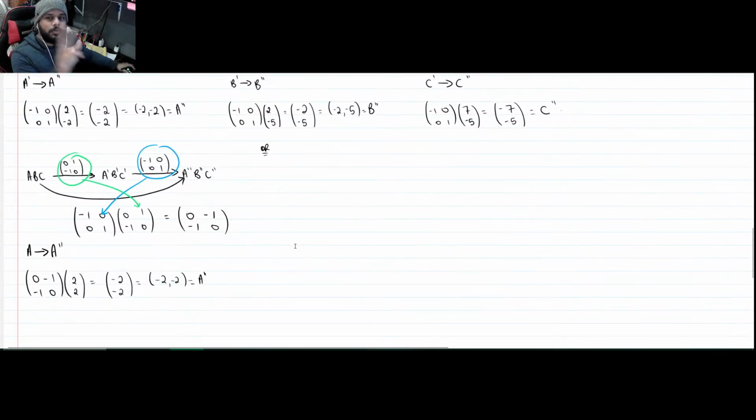So instead of working out two sets of calculations, I just have one matrix multiplication, and I have one calculation for each of the points. So please go and check over this, do the calculation for B to B double prime, C to C double prime, and so on.